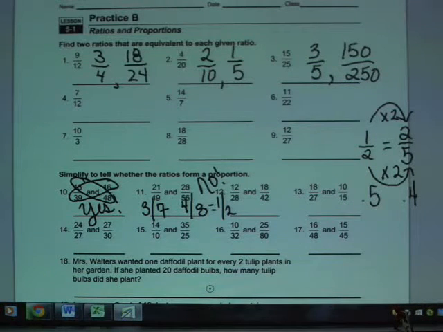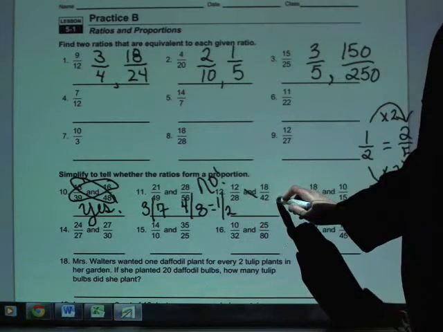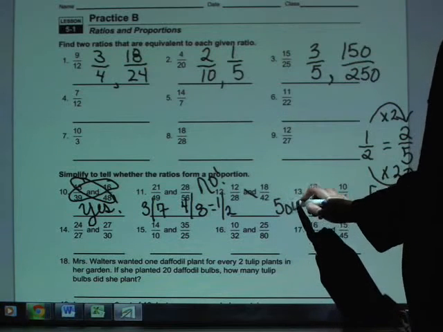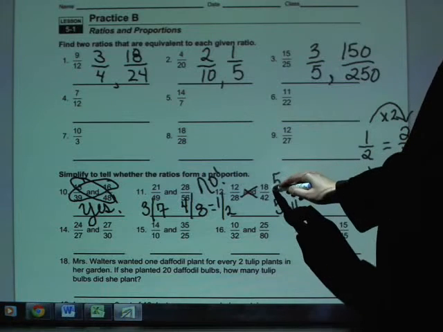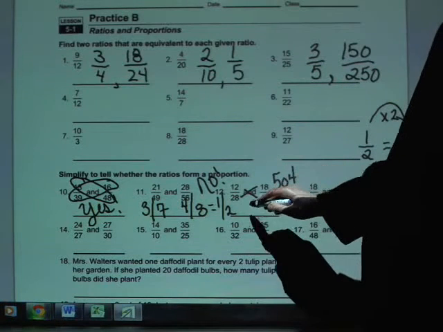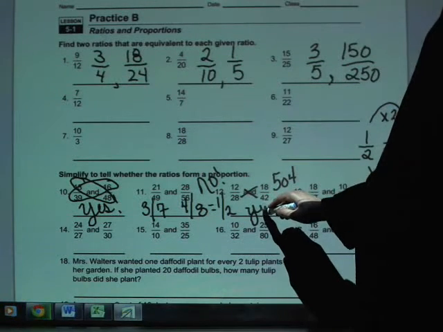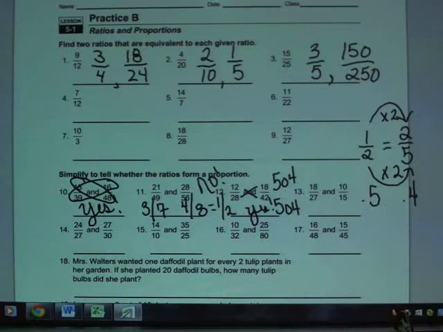So on number 12, we're going to do 12 times 42 on the one diagonal, which is 504. And on the other diagonal, 18 and 28. Well, 18 times 28, that's going to give me 504 as well. So since those diagonals both spit out 504, this one is a yes. Those are a proportion. Those two fractions are equal to each other.